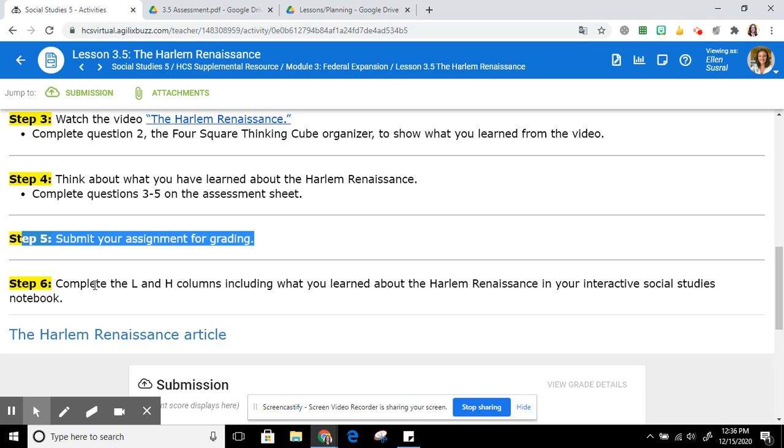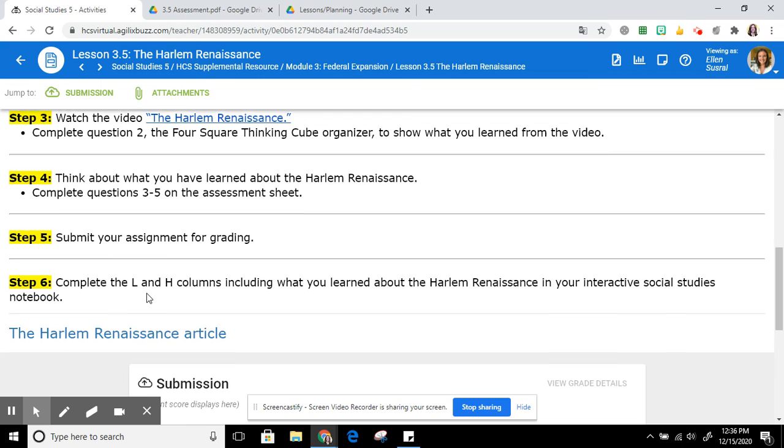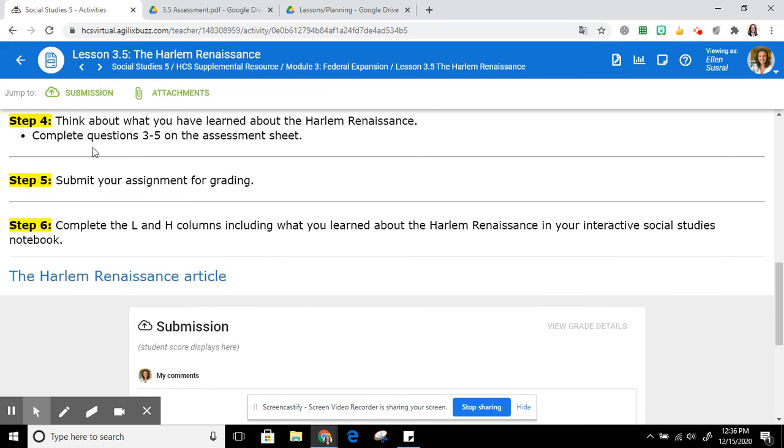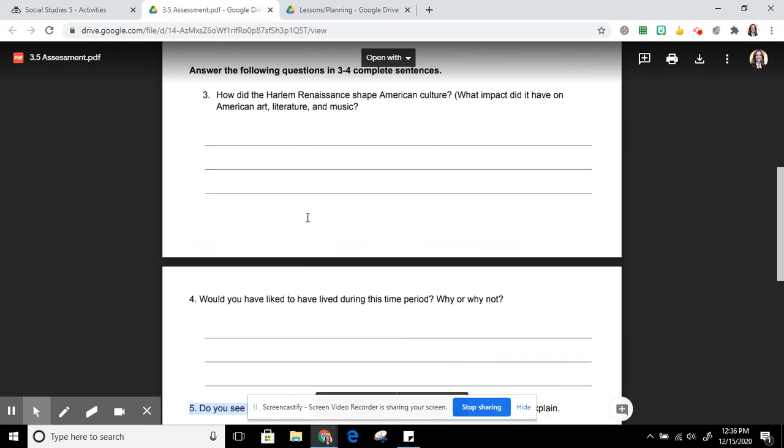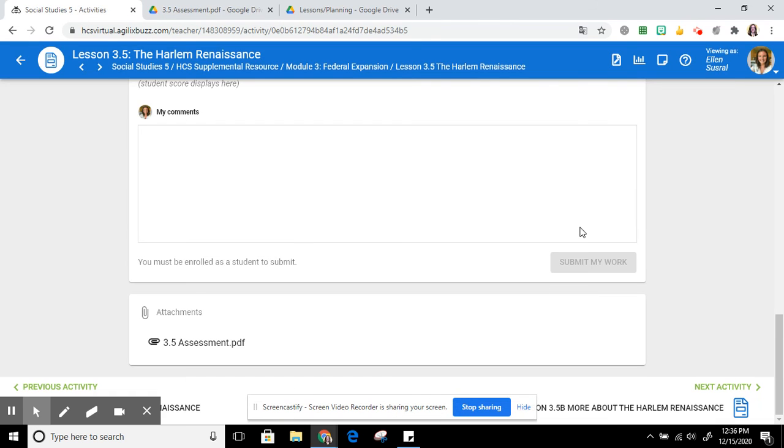Okay, and then step 6, you're completing the L and the H columns, including what you learned about the Harlem Renaissance in your interactive social studies notebook, or if you printed out that KWLH chart, you can just continue adding to it. All right, when you're done with this 2-page assessment right here, this 3.5 assessment, those 5 questions right here, when you're done, you're going to submit them right here by clicking on the plus arrow that you'll have on your screen and submitting your work.